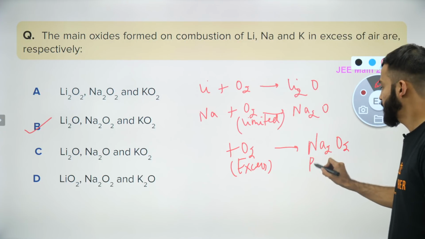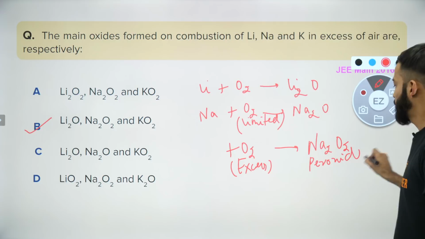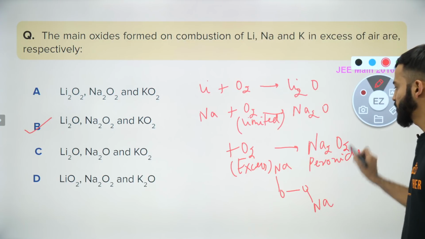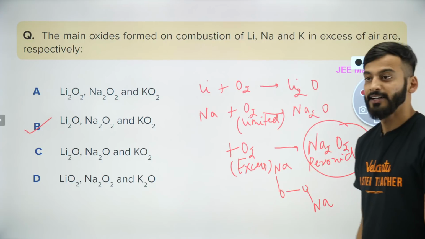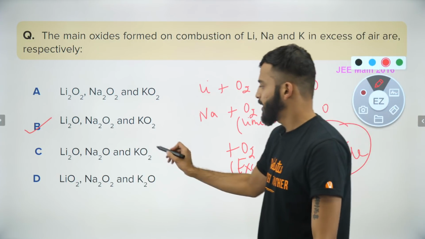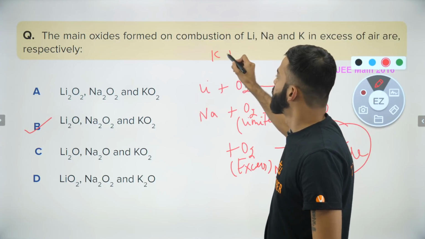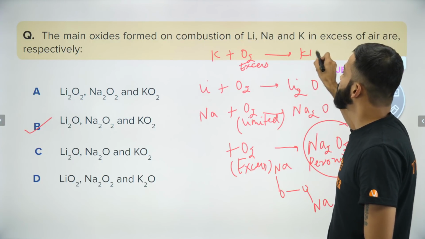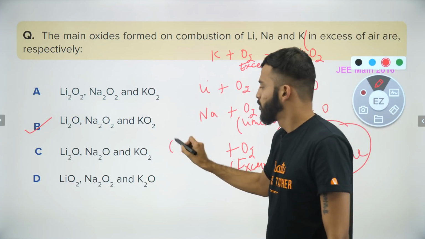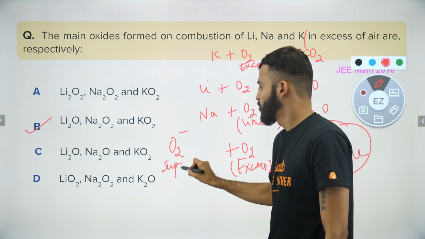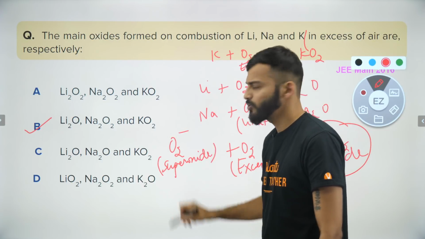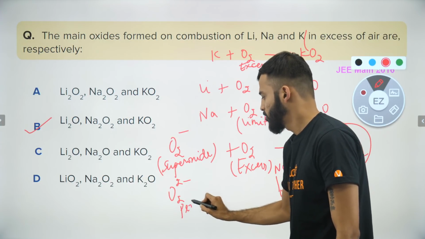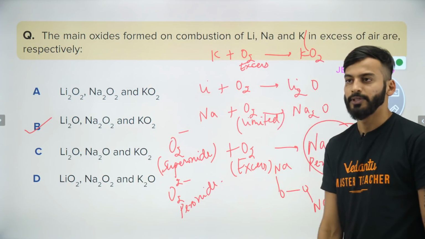What is that? Peroxide, which I taught just now, with an open book like structure. This is the structure. Sodium will convert into peroxide when you take excess oxygen. And when you take excess for potassium, potassium will react with excess O2 and become superoxide, KO2. Let me write what superoxide is. O2 minus is superoxide. I think we did a question on that in a previous session of mine. And O2 2 minus is peroxide. I hope it is clear.